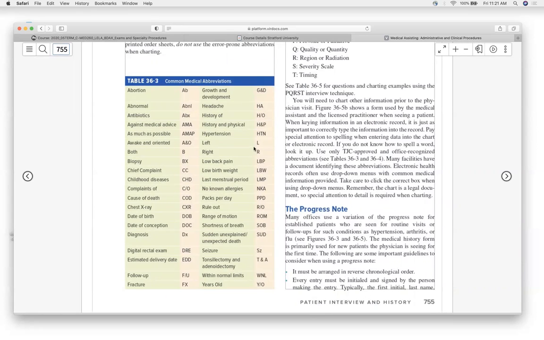Like, they don't like L and R. Left used to be L with a circle around it. R used to be R with a circle around it. Nowadays, there's drop-down menus on electronic medical records. So if you're typing stuff out and my patient is awake and oriented within three spheres, the second I start writing A and O, there will be a drop-down menu, and you click on it, and it will write the whole entire thing, awake and oriented within three spheres.